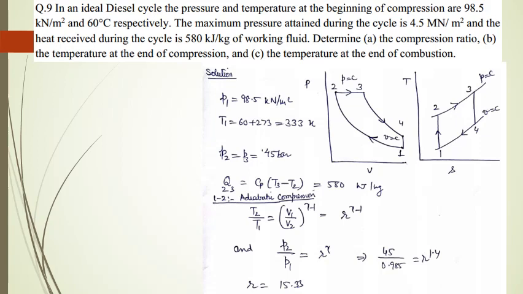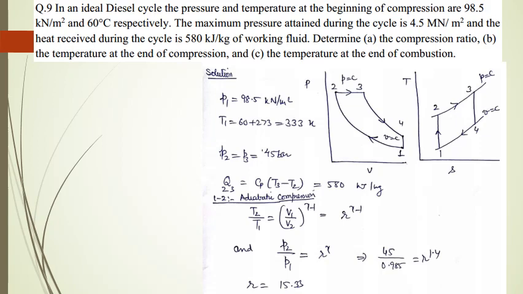Heat addition takes place at constant pressure in the diesel cycle and heat rejection takes place at constant volume. Now P1 is equal to 98.5 kilonewton per meter square, T1 equals 333 Kelvin, P2, which is equal to P3, has been given as 45 bar. Now the heat addition, which is equal to Cp into T3 minus T2, is equal to 580 kilojoule per kg. Now 1 to 2 is an adiabatic compression process, for which the relation between temperature and volume is given as T2 upon T1 equals V1 upon V2 raised to power gamma minus 1.